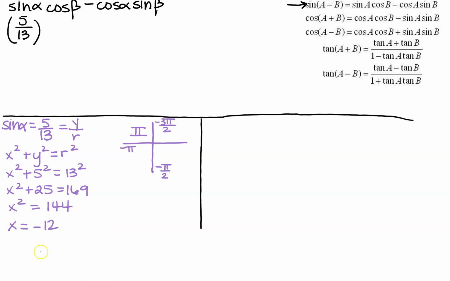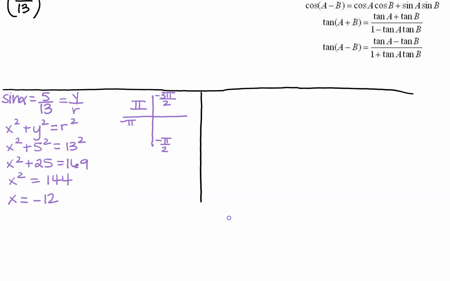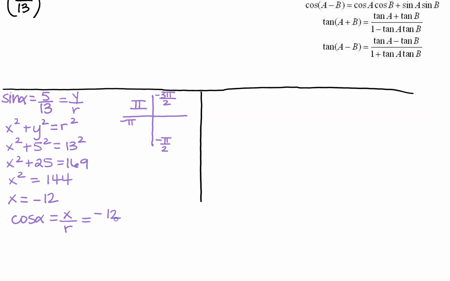And it's a negative 12 because we are in quadrant 2. That's why it's important to make a note of our quadrant. It would be incorrect if we said that x was equal to 12. So now that we know what x is, we can find cosine alpha. Because cosine is equal to x over r, x is negative 12 and r is 13. So cosine of alpha is equal to negative 12 over 13.